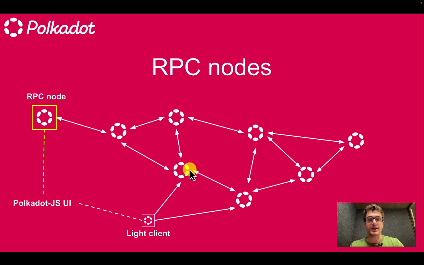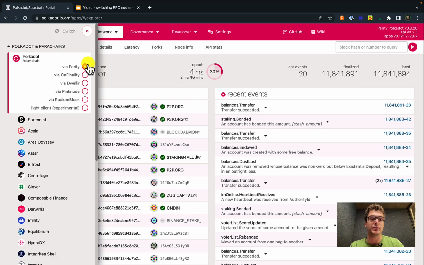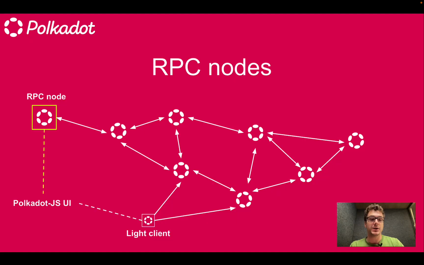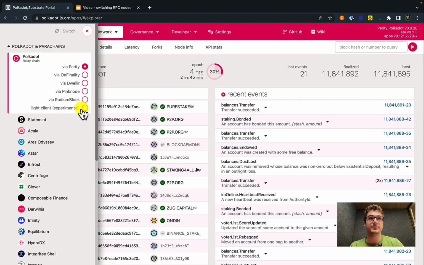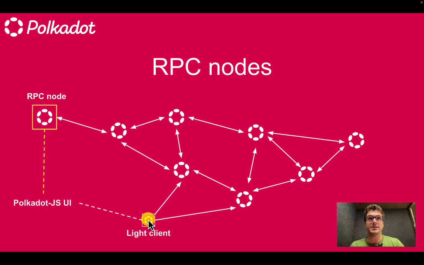The Polkadot blockchain is a net of multiple RPC nodes. When we are using the Polkadot.js user interface, we are fetching data from the chain by connecting to an RPC node. We can choose to connect to the 5 public different nodes that we have seen on the Polkadot.js UI, or we can connect to our own node, or we can also connect to a light client. The system is very flexible and allows different levels of security based on users' needs.